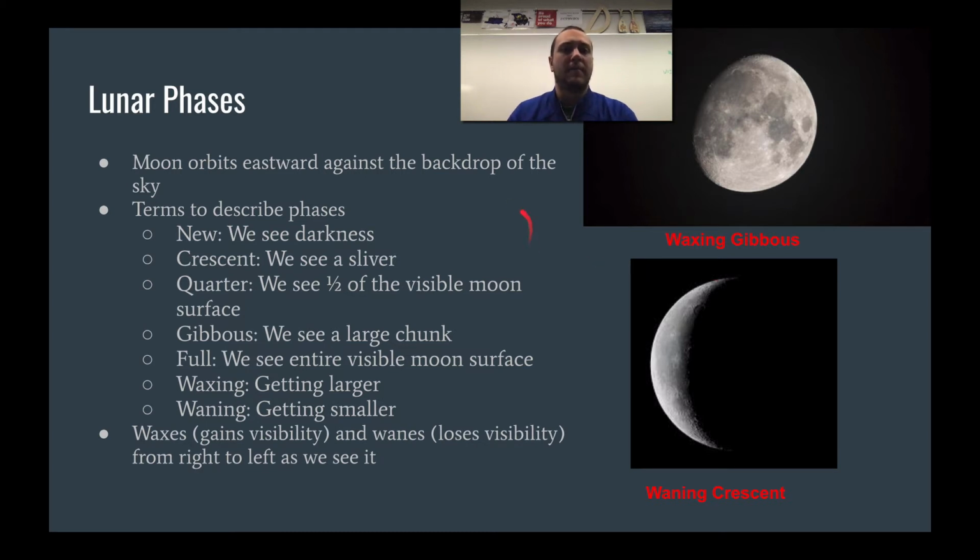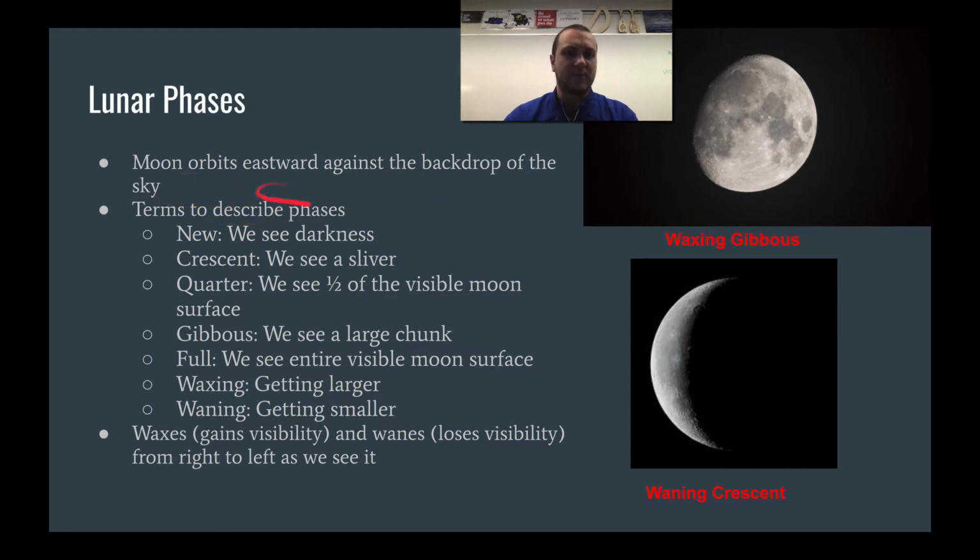All right, so as it orbits, we're going to take a look at all of these terms here. But again, it's going to appear to orbit eastward against the backdrop. So it goes from west to east, but it moves so slowly that this becomes a really hard thing to notice, right? We still kind of get that rise in the east and set in the west thing, but in the grand scheme of its motion, it slowly creeps eastward as it moves.